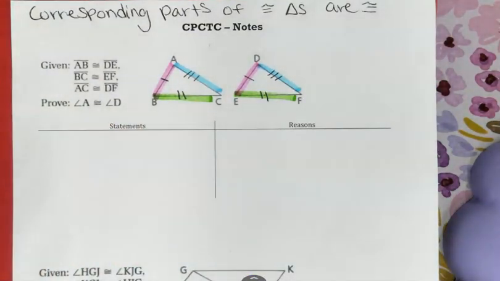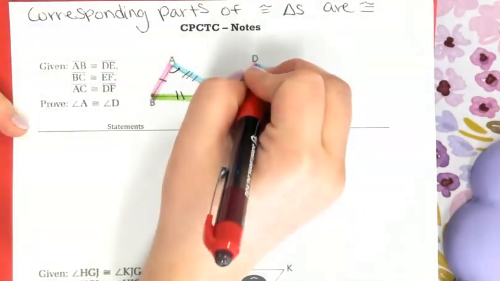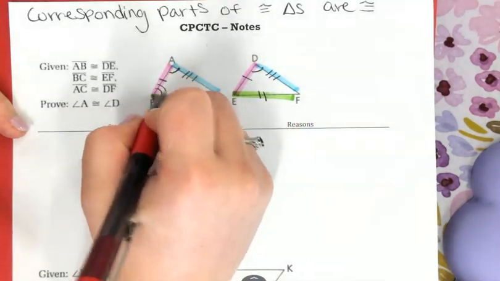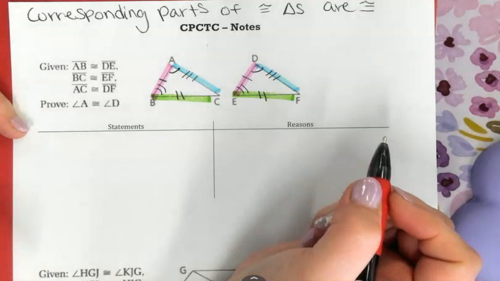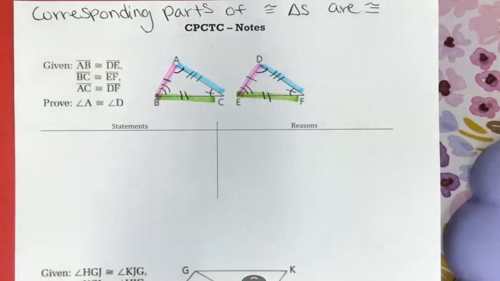So where pink and blue meet, angle A and angle D, those two angles are going to be congruent. Where pink and green meet, angle B and angle E, those will be congruent to each other. And where blue and green meet, those will be congruent to each other as well.